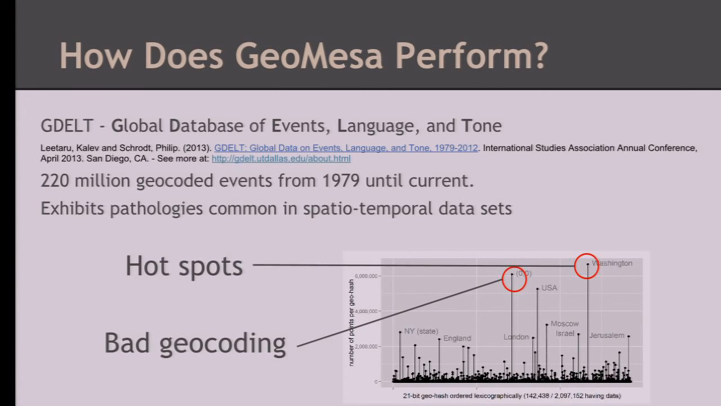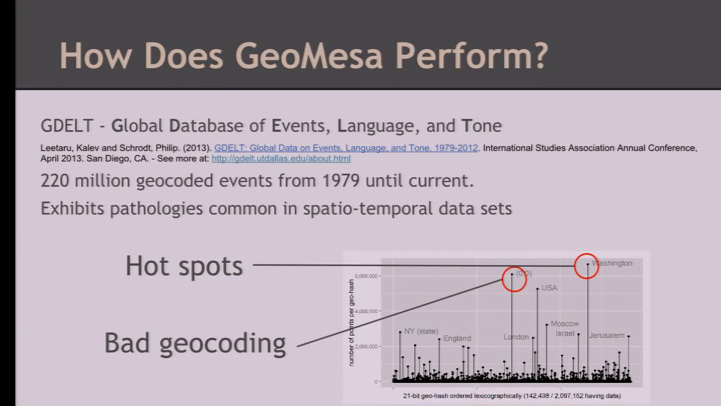This reduces the amount of disk I/O that we have to do. OK, so how does GeoMesa perform? When we evaluated GeoMesa, we wanted to evaluate it in the context of moving from a traditional architecture to a cloud architecture. So we looked at the GDELT dataset. GDELT is the global database of events, language, and tone. It's out of a group at UT Dallas and UPenn.